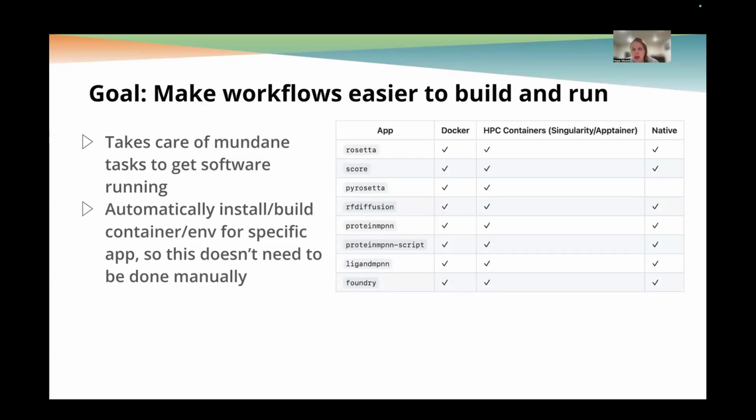Right now, this is a table of tools that we support through RC run: Rosetta, the scoring in Rosetta, PyRosetta, RFDiffusion, ProteinMPNN, LigandMPNN, and then Foundry, which would include RF3 and RFD3. And you can run these either with a Docker container, a Singularity app container, or natively.